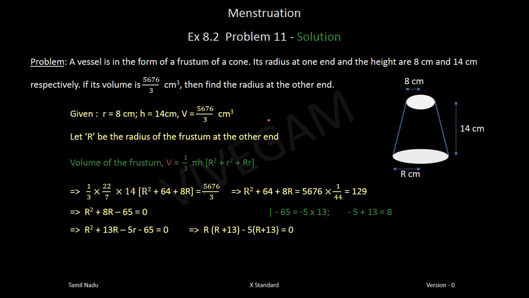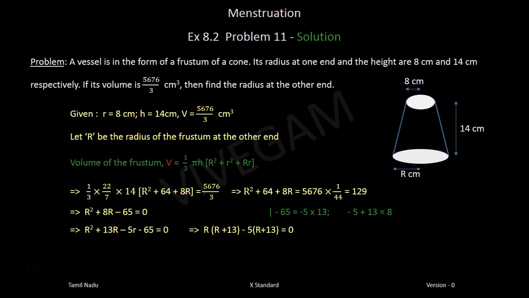Okay, let's come to the solution. As discussed, we are taking the smaller radius to be 8 centimeter. Height is 14 centimeter and the volume is 5676 by 3 centimeter cube. Let R be the radius of the frustum at the other end. So the volume of the frustum is V equal to 1/3 pi h into R square plus small r square plus Rr. Now substitute all these values, you will get 1/3 into 22 by 7 into h. H is 14 centimeter into R square, we don't know. Small r square is 8 8s are 64 plus small r, which is 8 into capital R.